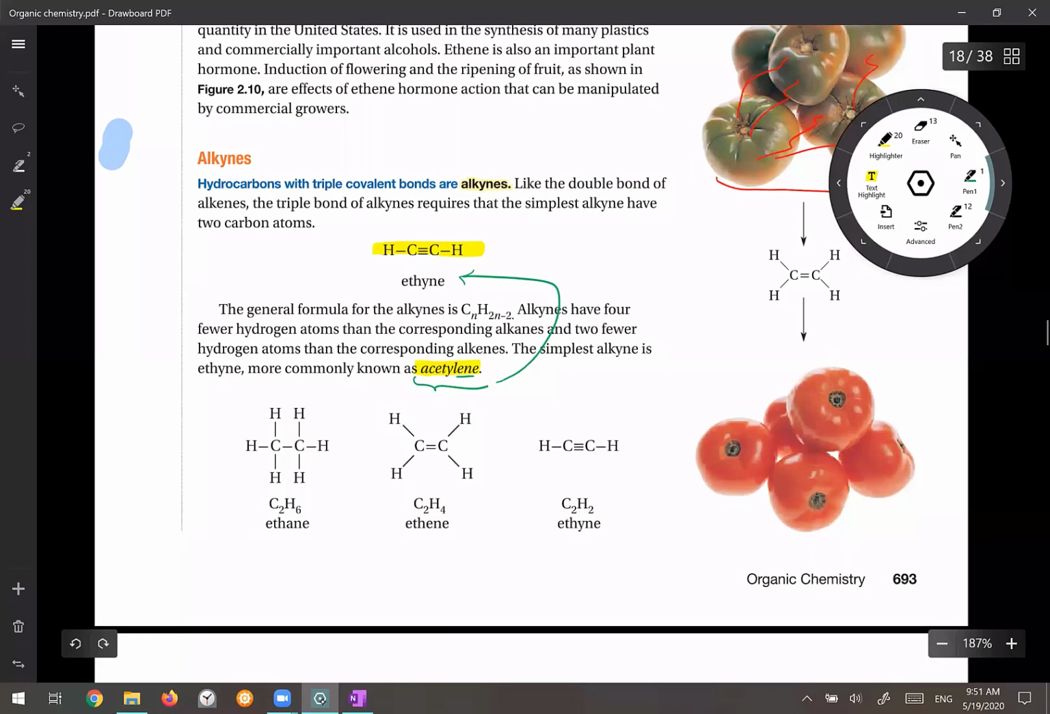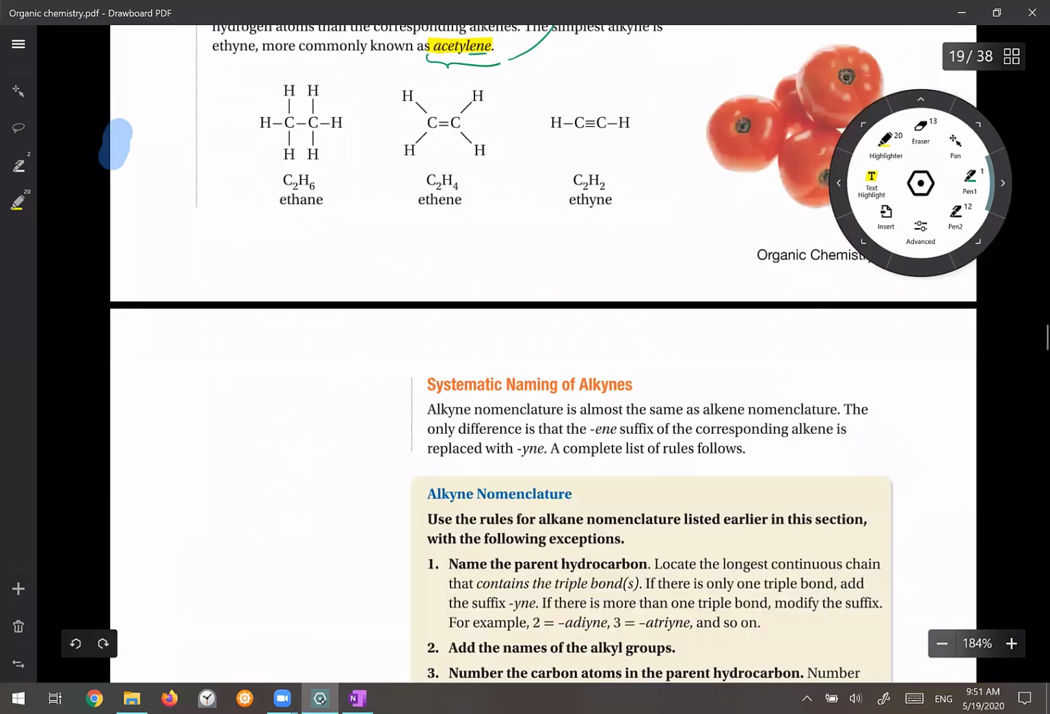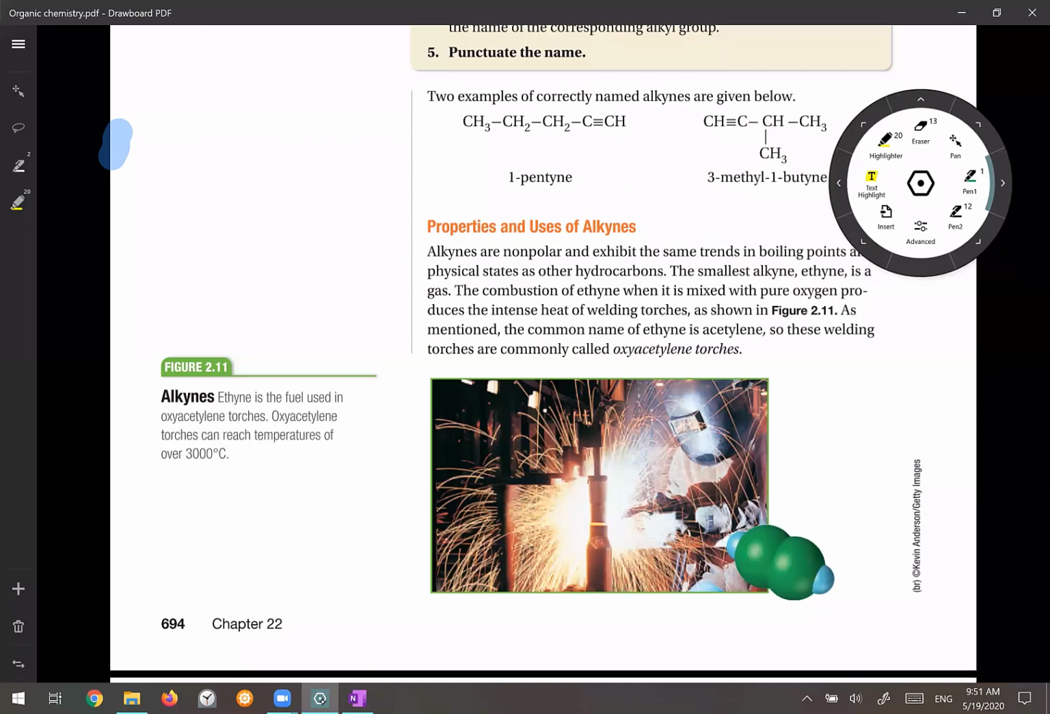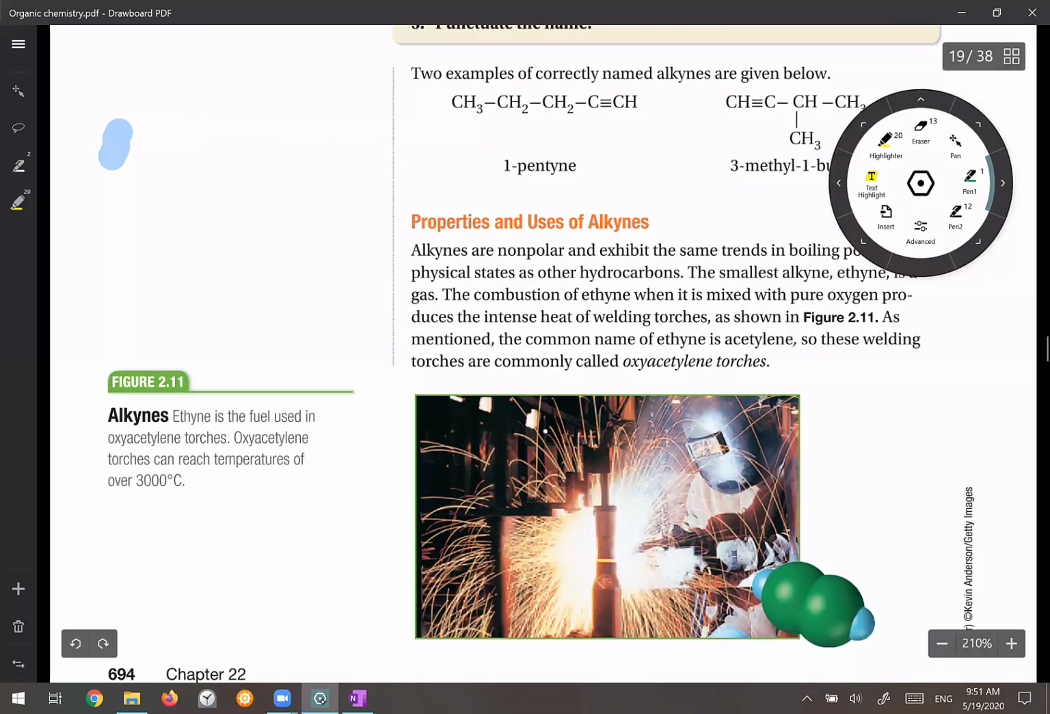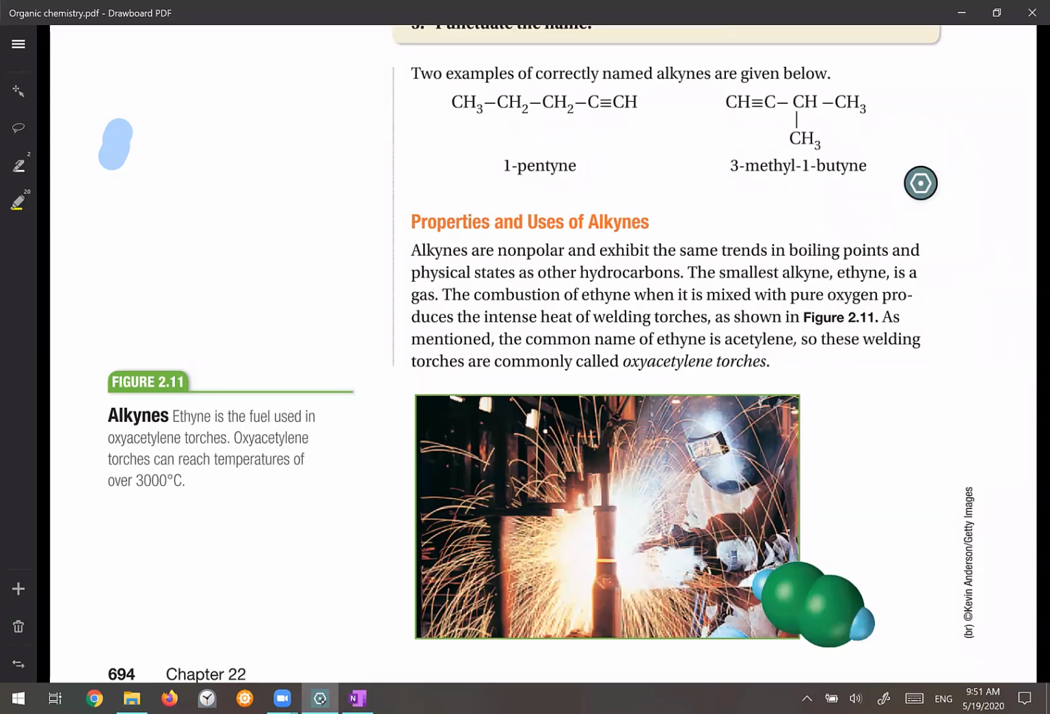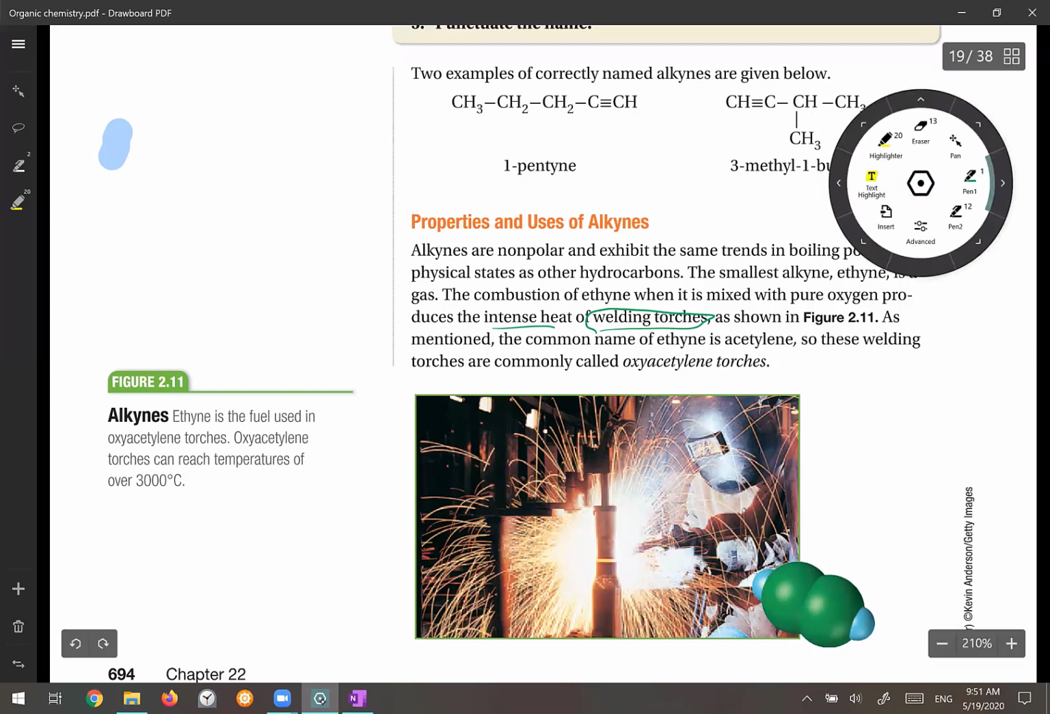The ethine is used in welding torches. Okay, as you can see here, when the ethine mixes with the oxygen, and when we burn this mixture, they produce a lot of heat, and that intense heat is used in welding torches. So we use the ethine in welding torches, and the mixture of the ethine and oxygen is called oxyacetylene. So the oxyacetylene torches are the torches that use a mixture of the oxygen and ethine for welding.